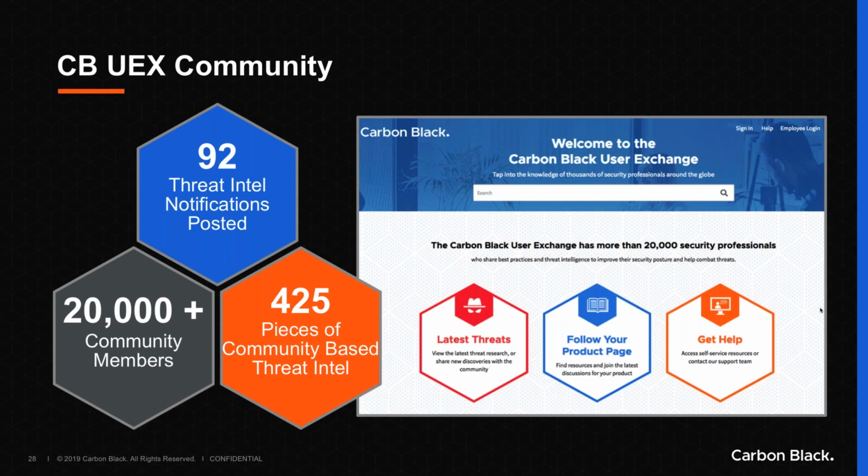But when we take a look at those 20,000 plus community members that are all leveraging this, they also produced themselves 425 pieces of community-based threat intel. So going in as they found threats that were unique to them, and you could divide this up, let's say just by financial sector. Someone working within the user exchange who works at a finance-based company could go and find other users who are also in the finance industry and say, what kind of threats are they seeing so that I can look for those uniquely in my own.